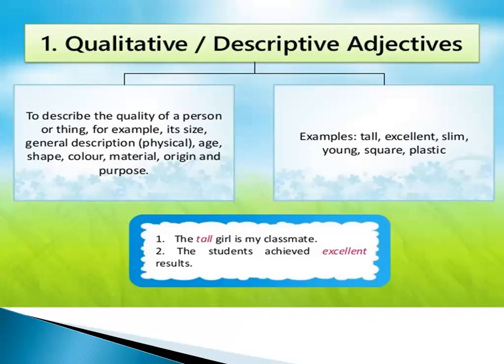Then, the students achieved excellent results. Excellent is describing the results, how the result was that the students achieved, which type of result. It was excellent, it was good, it was the best result. So these are all the words which we use to describe the quality, to give the description of any noun or pronoun. This is called qualitative or descriptive adjective.